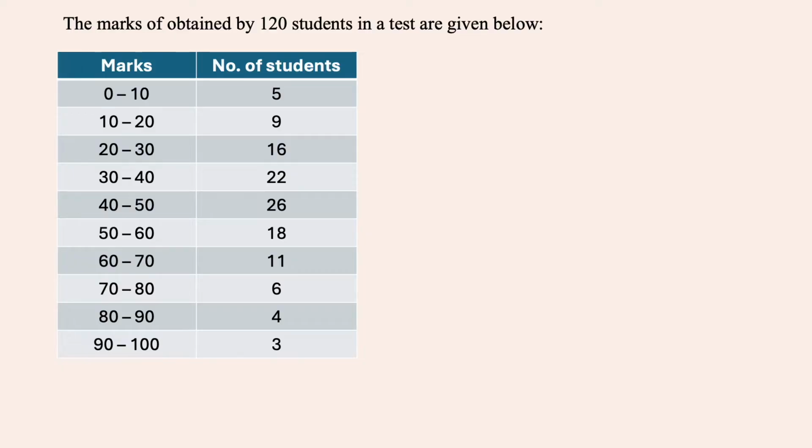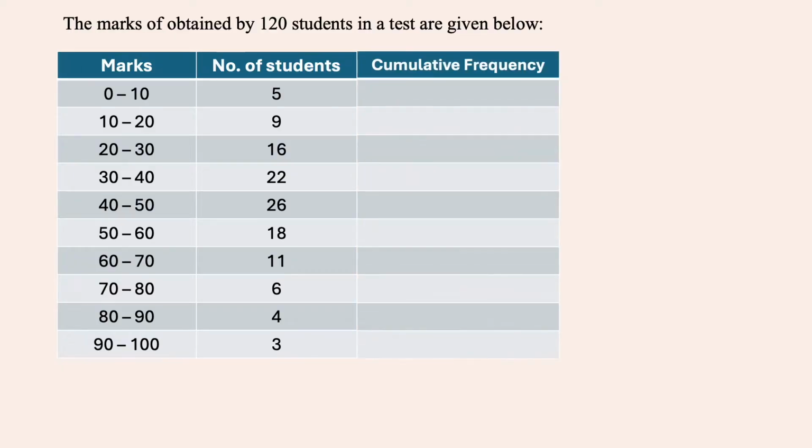First of all, we need to find cumulative frequency. Now, what is cumulative frequency? Cumulative frequency is adding up or collecting frequencies step by step. So for the first class interval, if the frequency is 5, then cumulative frequency also remains 5 because that is the first group.